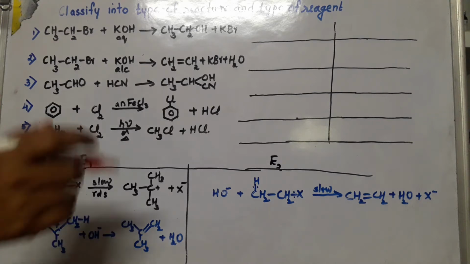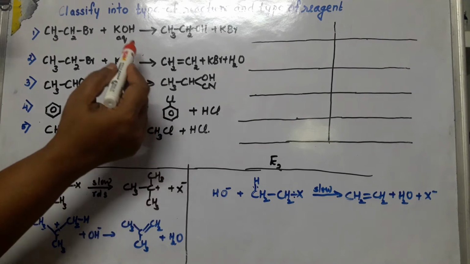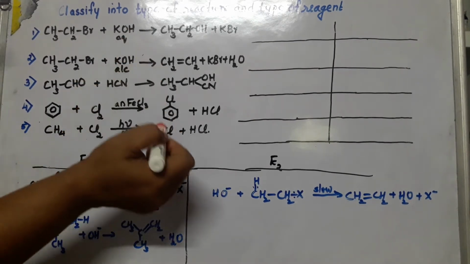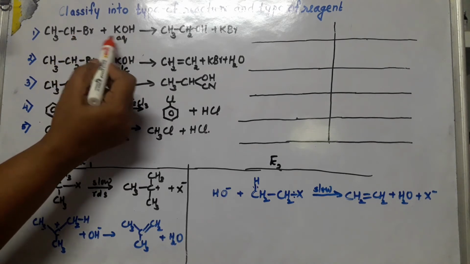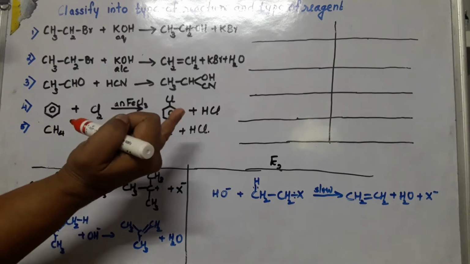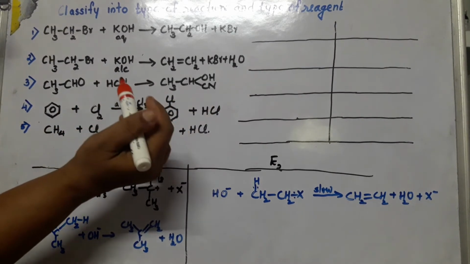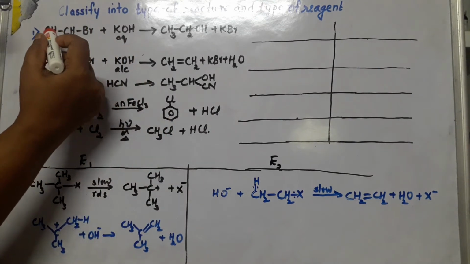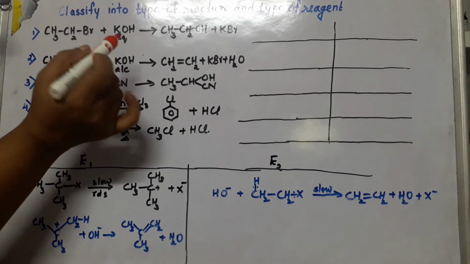Now children, how to classify when you get a few equations, how to classify into type of reaction and type of reagent. Okay. So for that, first of all, when you look at an equation, just observe what is happening. Is it substitution? Is it elimination? Is it addition? Substitution means the number of atoms around that carbon will be the same. Something new will only be coming in.